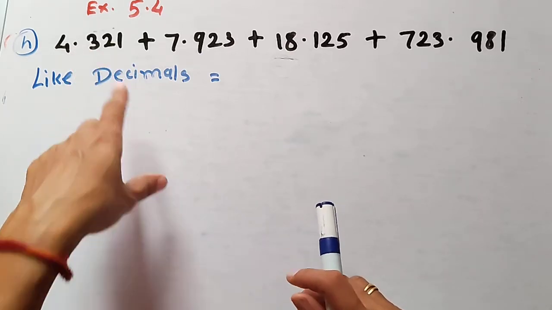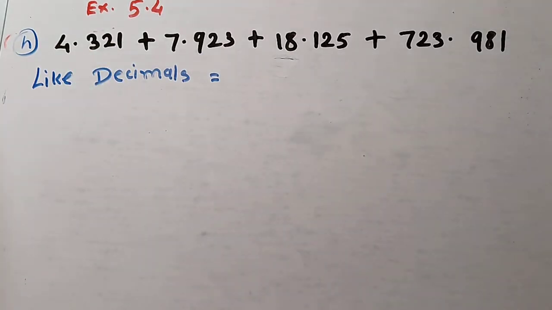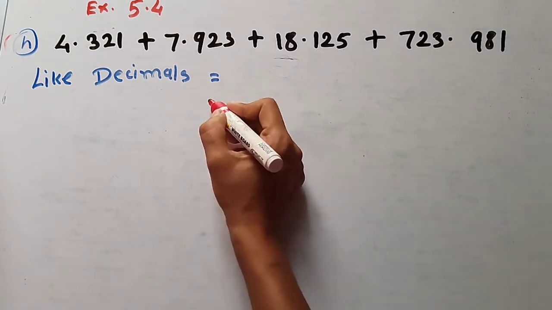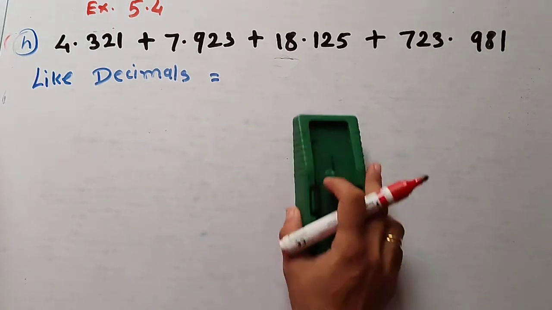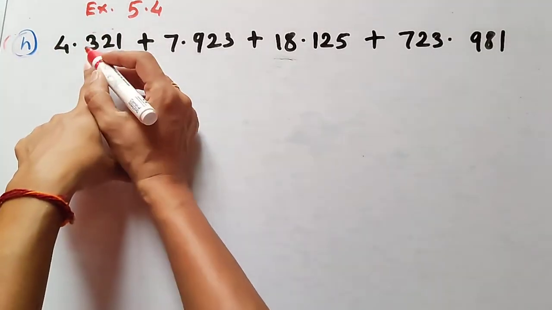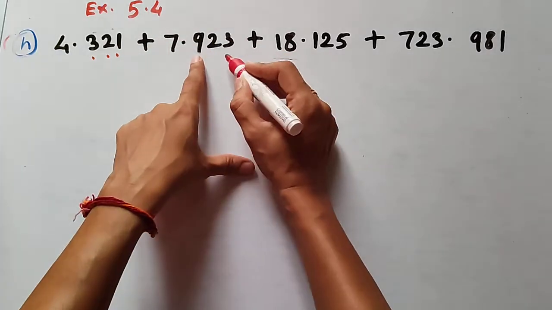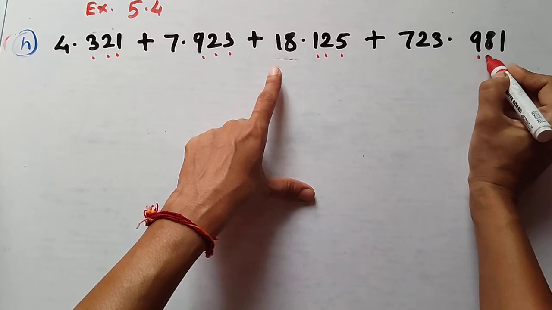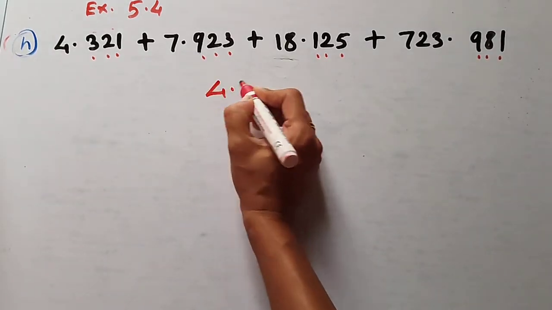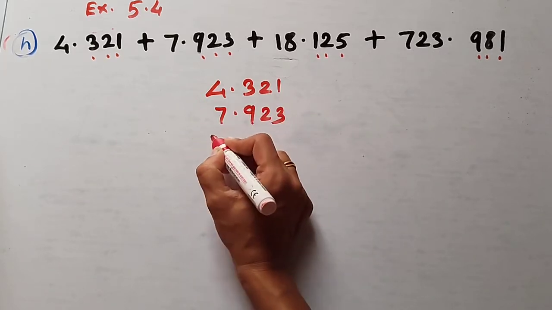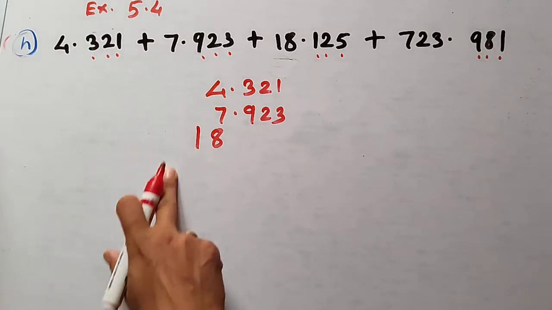Okay, so here first you have to check whether the decimals are like decimals or unlike decimals. So these are all like decimals. Okay, so you have to simply write all the numbers. There is no need to convert into like decimals. See here, after the decimal point how many digits? 1, 2, 3. Here how many digits? 1, 2, 3. So you have to arrange all the numbers in a column, and then you have to add all these numbers.